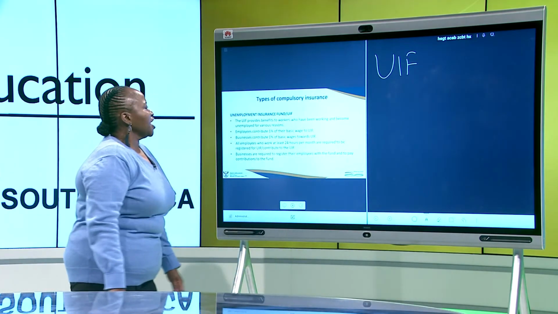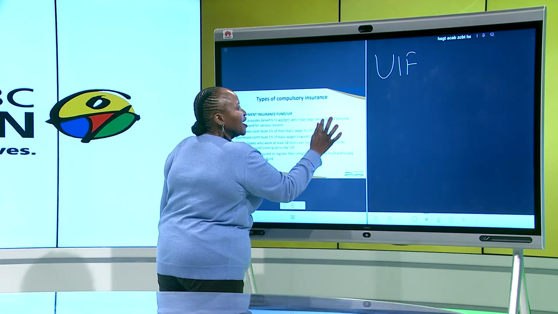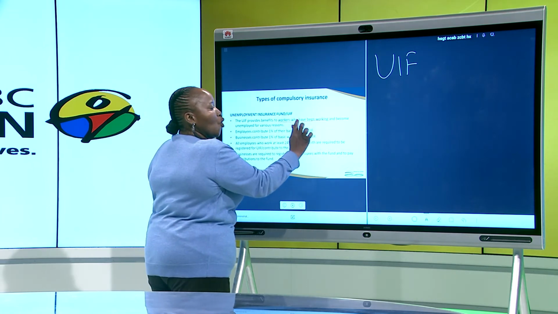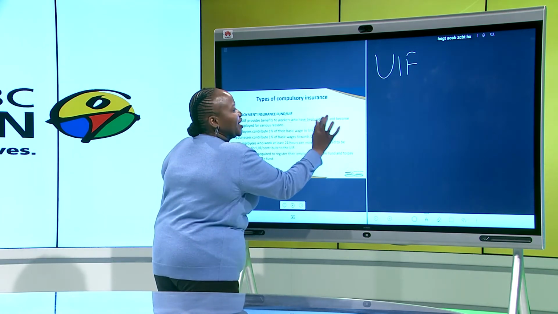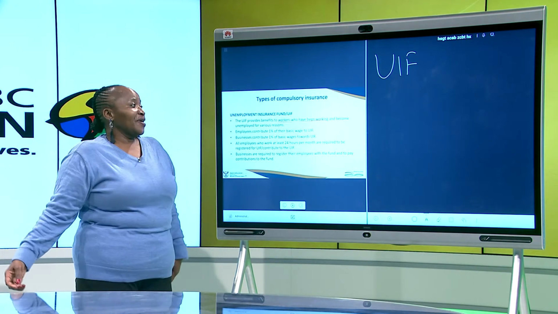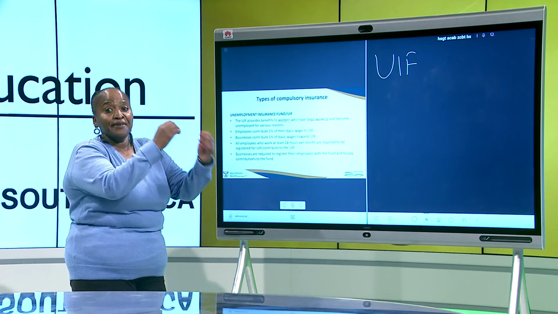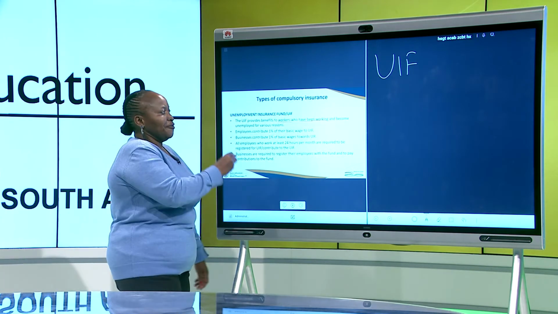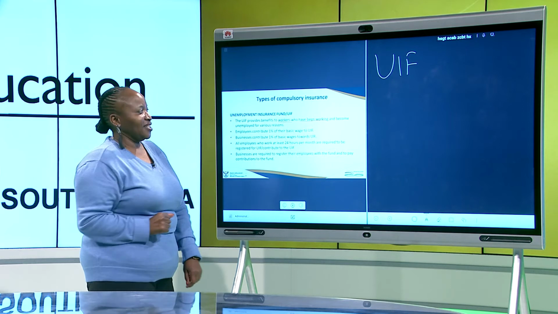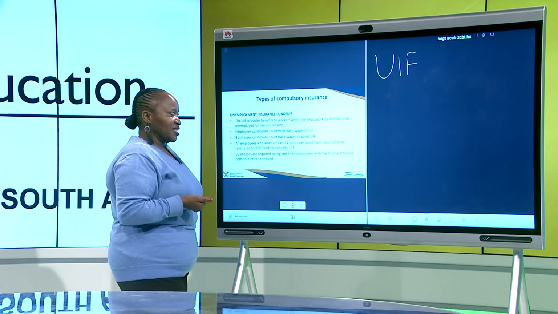What is it? The UIF provides benefits to workers who have been working. And Lana, it is very important that you know this one, who have been working. UIF does not provide benefits for any person. Otherwise, it means every person that is unemployed must go to the Department of Labor and claim for UIF. It's only for those workers who have been working and contributing to the fund, right? And they become unemployed for various reasons.